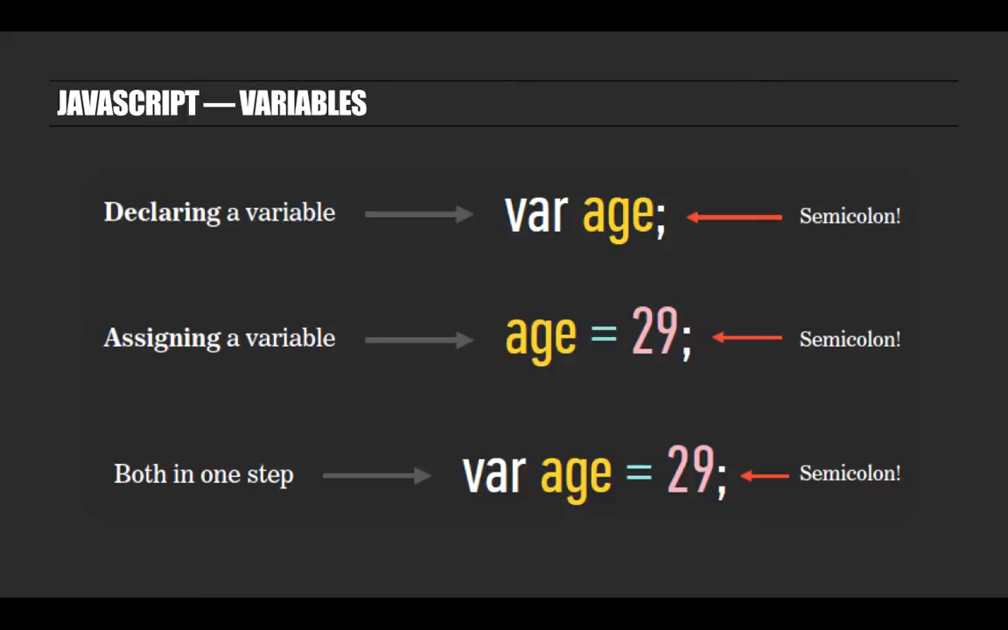So when you're making variables, you declare it. You can either declare it at the top and then assign it a value later in your code, which is what we're doing here. So we're saying var age, and we're not assigning it a value yet, but later on we're saying age is equal to 29. Or you can do it all in one line. Here I'm declaring it, and then I'm assigning it 29 as a value. And don't forget, you need a semicolon at the end of each step.